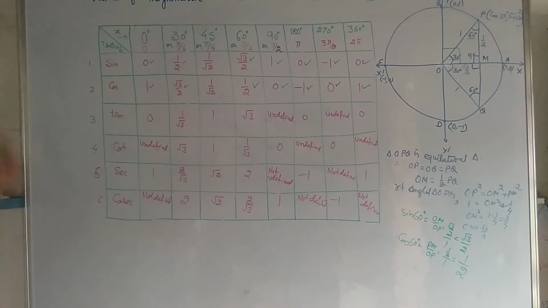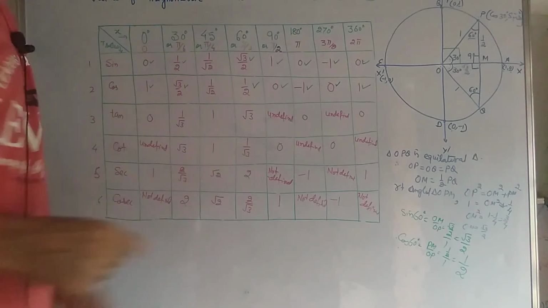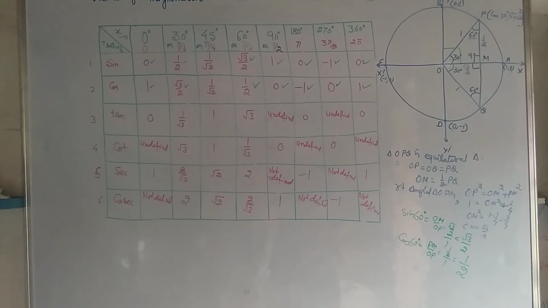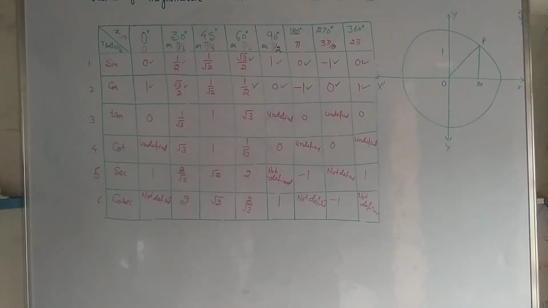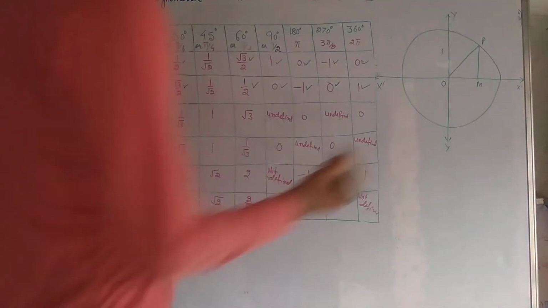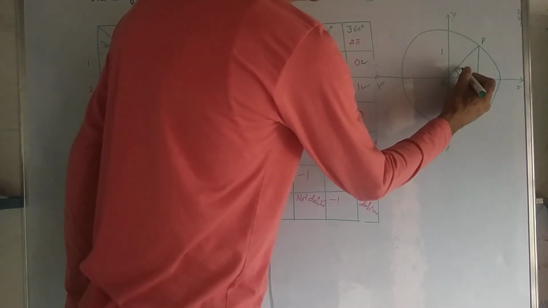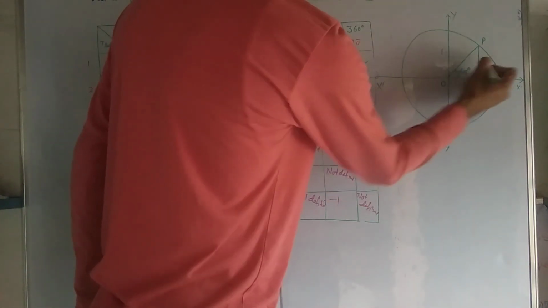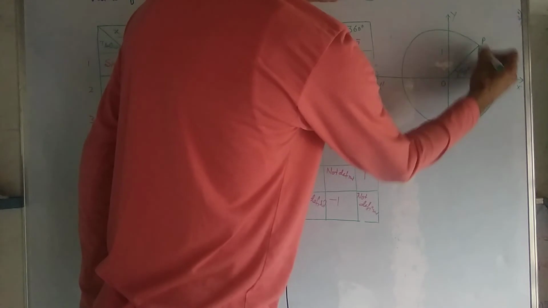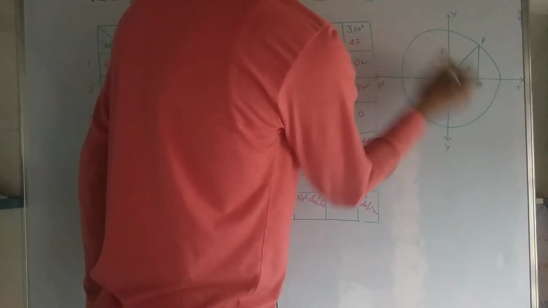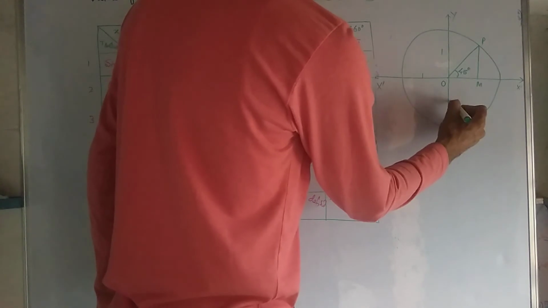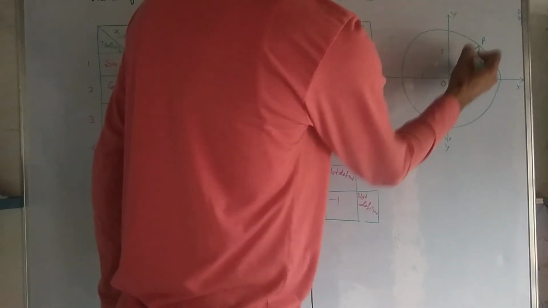Now we will see how to find the values at 45 degree. We will again construct a unit circle. Now let this angle be 45 degree. Opposite to 45 degree, this PM is the perpendicular, OM is the base. And this is a unit circle, so the radius is 1. So OP is also 1.